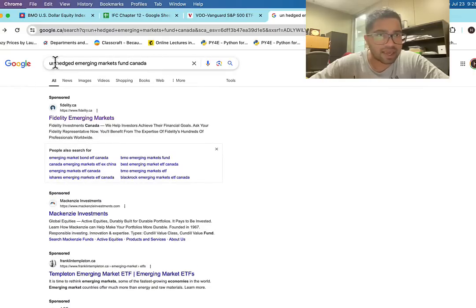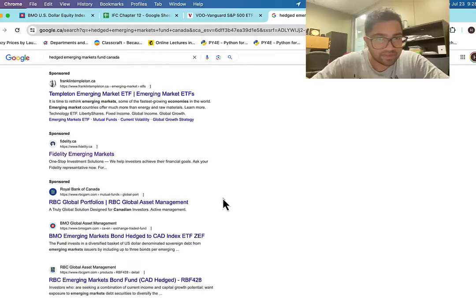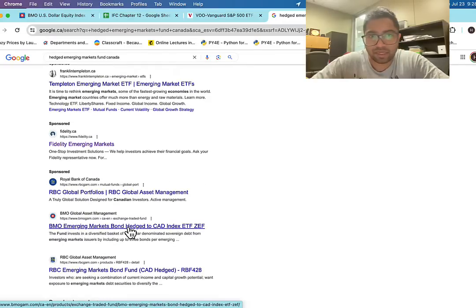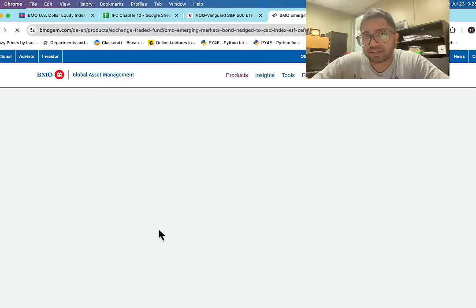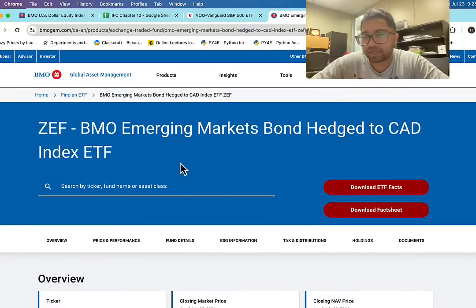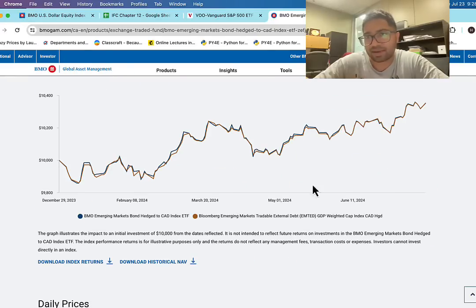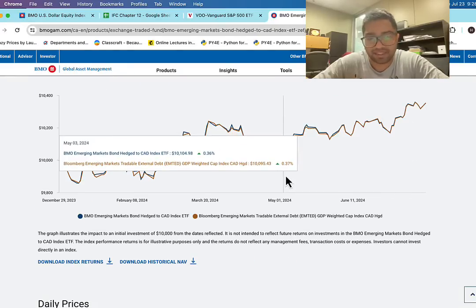Okay, if you see hedged, it means currency risk has been eliminated. Usually you have ETFs, so BMO emerging market, this is a bond ETF, but it is hedged. Hedged means you're not exposed to currency risk. Only the returns given by the companies or the bonds will be a factor. Currency risk has been hedged, eliminated. So this is an example of a bond global fund which is hedged. You can have equity as well as bond.